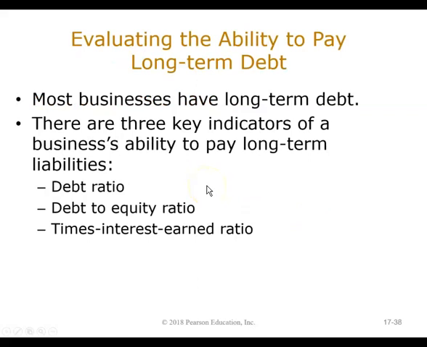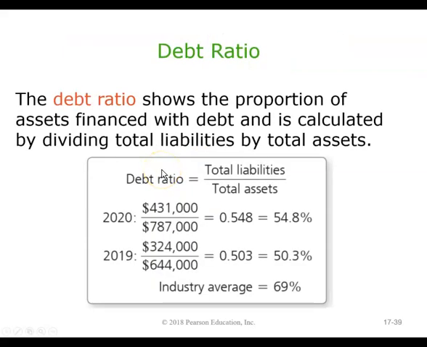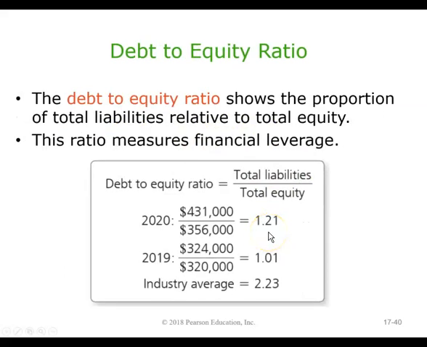Okay. So the next ones are going to evaluate our ability to pay long-term debt. There are going to be 3, and the first one is the debt ratio, total liabilities to total assets. You'll find those 2 numbers on your balance sheet, and then you'll divide them and compare to your industry average. Debt to equity ratio, you'll also find on your balance sheet. You can find total liabilities on it, plus you can find total equity.